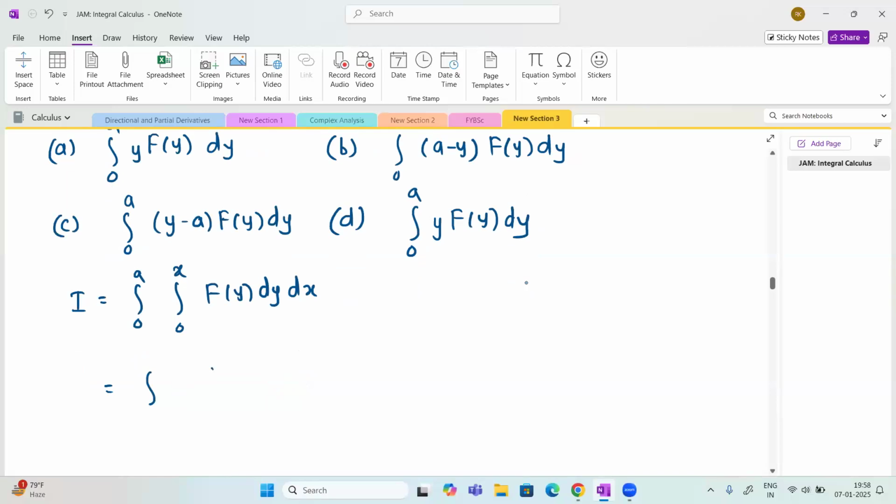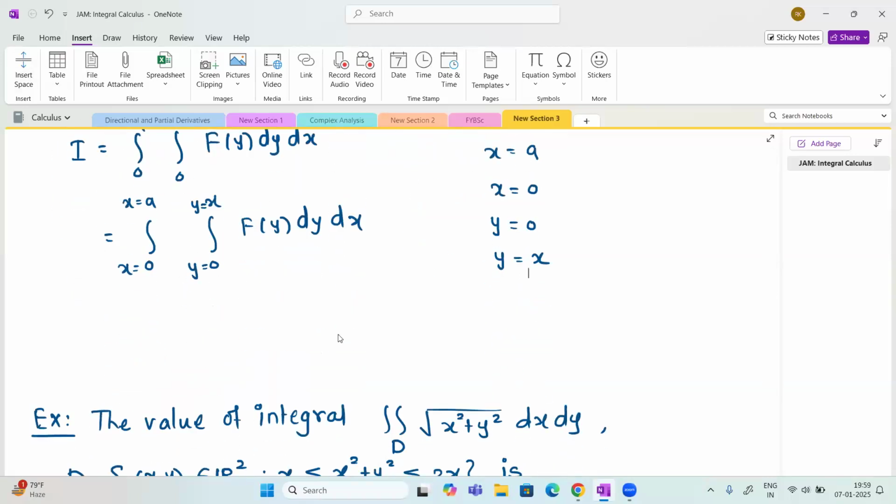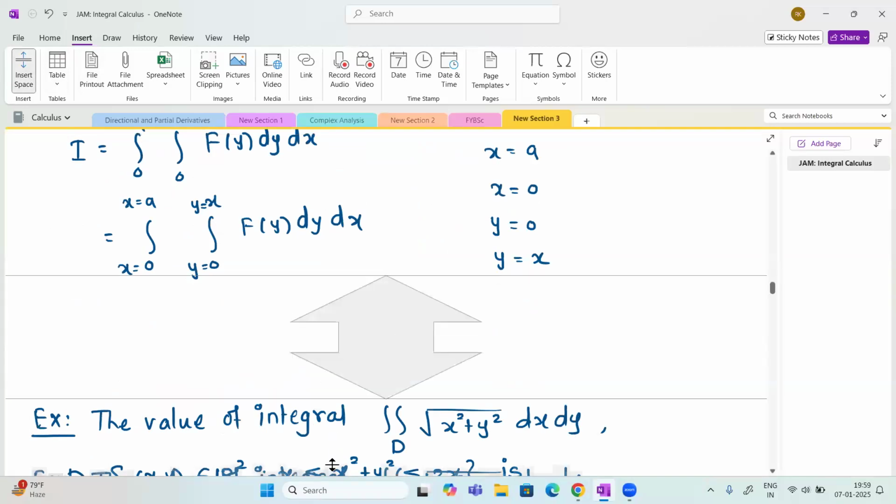I will try to draw the region first. 0, x, 0, a. Agree? Inner integration with respect to y, so these are limits of y. Outer integration with respect to x, so these are limits of x. So the region is bounded by x is equal to a, first equation, x is equal to 0, second equation, y is equal to 0, third equation, y is equal to x. So the given region is bounded by these 4 lines. All these are lines.